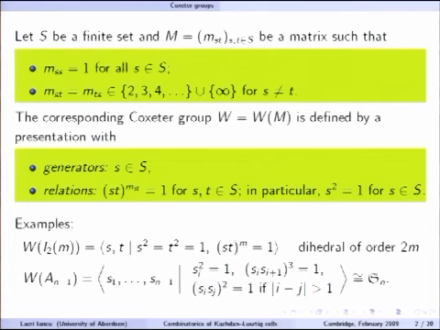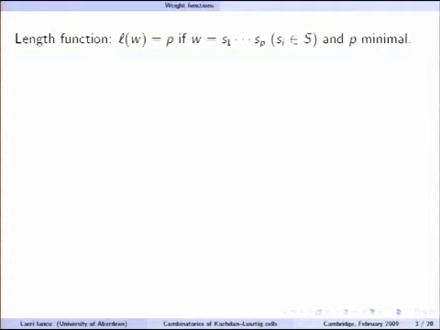Usual examples: the dihedral group of order 2m is a Coxeter group with such a Coxeter presentation, and the symmetric group on n letters is also a Coxeter group with Coxeter generators S1 up to Sn minus 1, the transpositions (i, i+1). So in every such Coxeter group, we can introduce a length function. That is the obvious notion: the length of a minimal expression of an element W in terms of Coxeter generators.